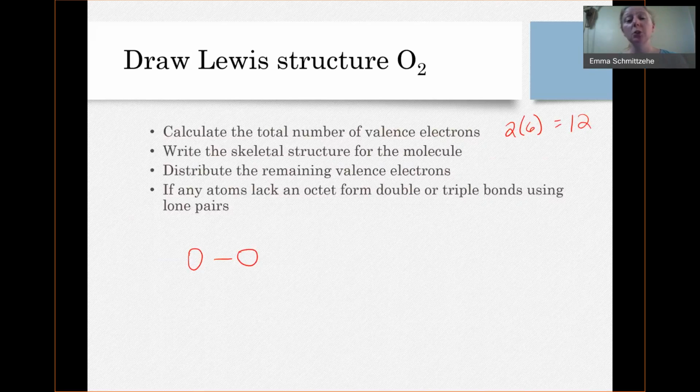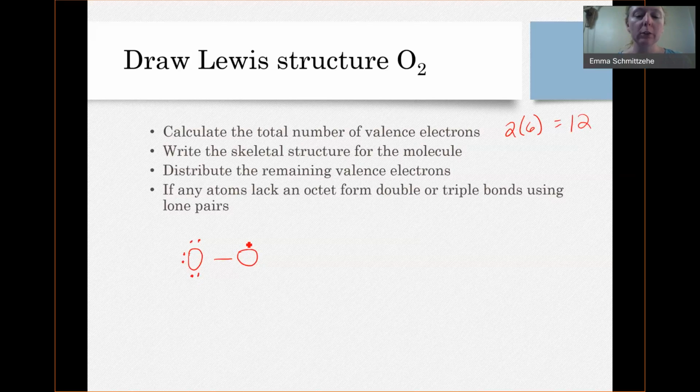Okay, and so then I'm just going to start filling octets on the terminal atoms, which in this case are both of them. And so I'm just going to start at the left. You can start at the right if you want. But what I need on this oxygen is 3 lone pairs. So if I add 3 lone pairs to that, now that oxygen has an octet because it has one bond, which is 2 electrons, and it has 3 lone pairs, which is 6 electrons. So it has a total of 8, or an octet. So now I've used a total of 8 of my 12 electrons, and so I have 4 left.